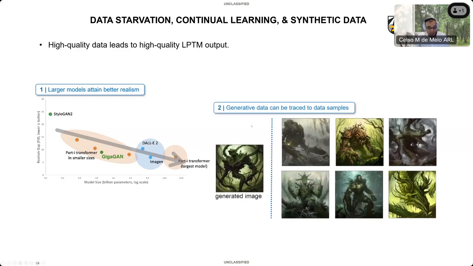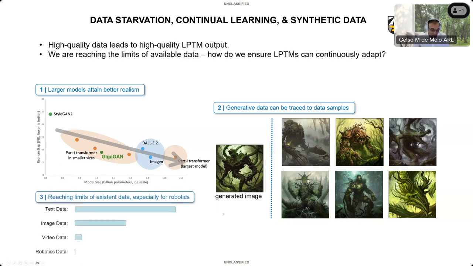And if we trace which training samples contributed the most to specific outputs, in this case, the text prompt was something like a fictitious creature in a forest environment. It's an interesting output, but when you trace it back to the actual training samples, you see that the samples that are contributing the most are relatively close. So again, this idea that high quality data leads to high quality output.